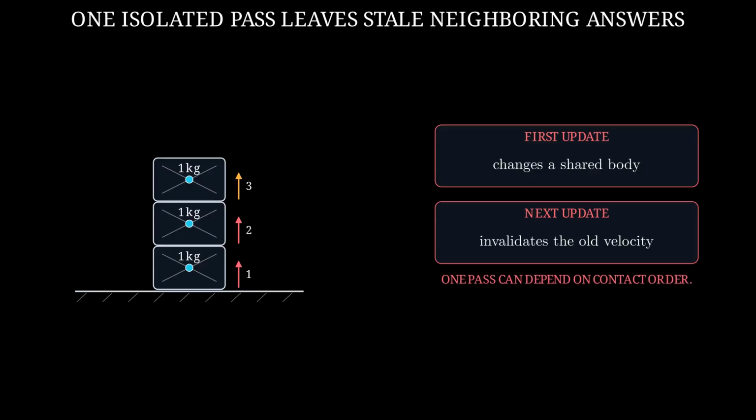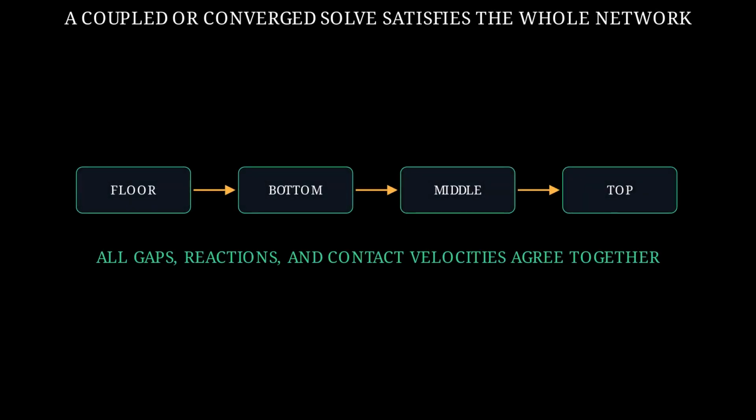If a solver updates each contact once as though the others were fixed, its first answer becomes stale as soon as a neighboring reaction changes a body's velocity. The result can depend on update order, and the stack may compress, separate, or jitter numerically. A coupled solve, or a converged iterative approximation, lets information propagate through the contact network. The final reactions satisfy all 3 non-penetration conditions together. This is why contact resolution is a system problem rather than a collection of unrelated upward arrows.